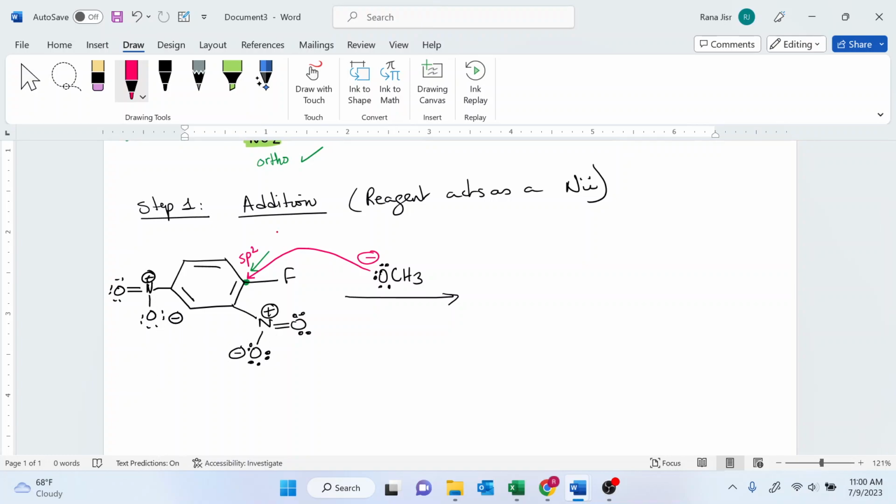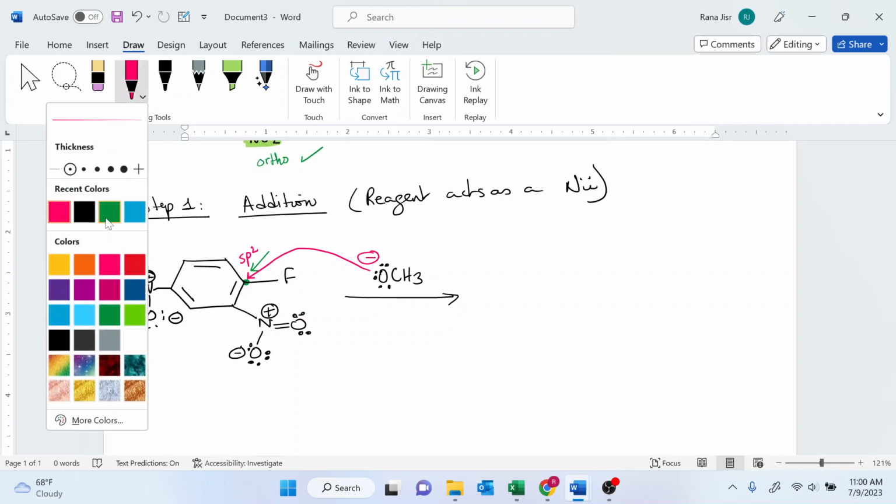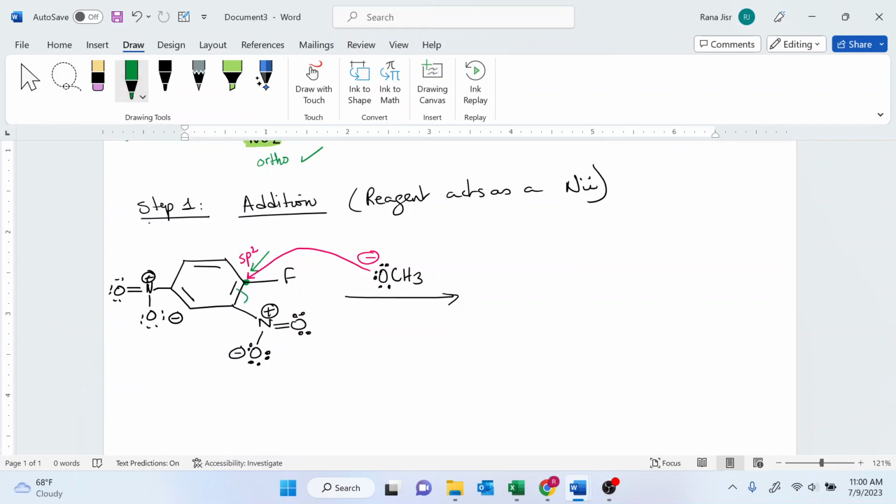Okay, so when it attacks over here, the double bond is going to open up and form a carbanion, a negative charge on this carbon. That negative charge is going to be stabilized by the NO2 in there. And then we're going to do the resonance stabilization across the structure. So you have your fluorine. The fluorine is going to stay. It's not going to be eliminated until the end.